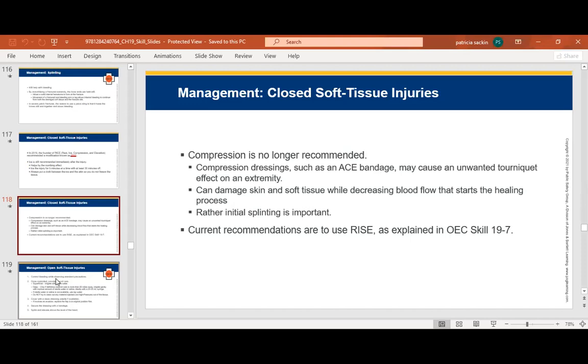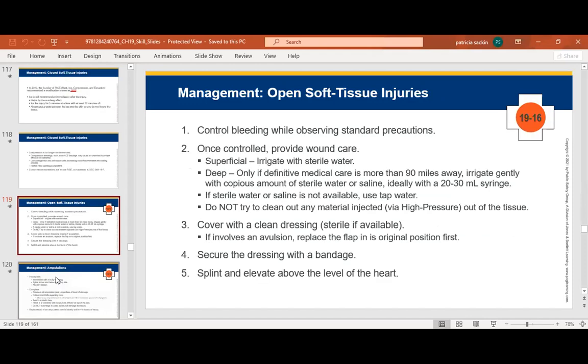Okay, so again, we talked about bandages that have elasticity to them, like ACE bandages. They can cause problems because of the elasticity and getting tighter. Next. Control bleeding while observing standard precautions. Okay, we're going back to taking care of yourself.